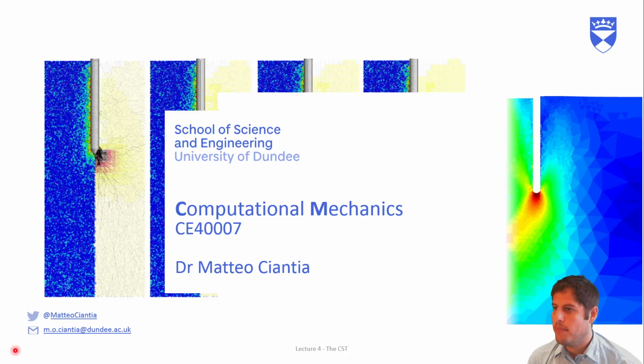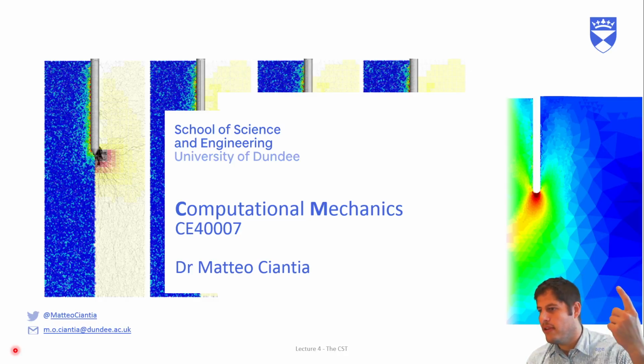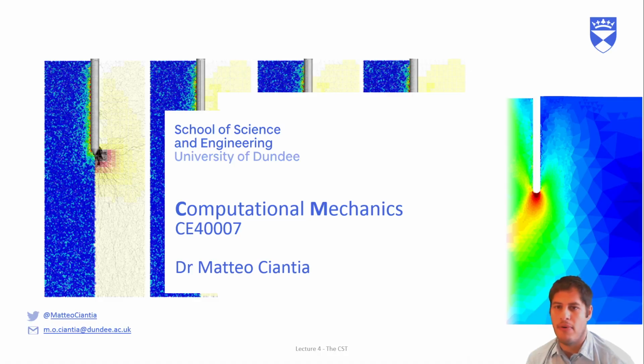Today's lecture number 4 in the module will deal with the constant strain triangle finite element. In particular, today we will learn why. You see this finite element model behind me? Each triangle is colored with the same color, so there is no gradient of color within each triangle. This means that the stress inside this triangle is constant. So how can the stress be constant inside this element? Well, it's because the strain is constant, and that's why the name to this type of finite element, the constant strain triangle.